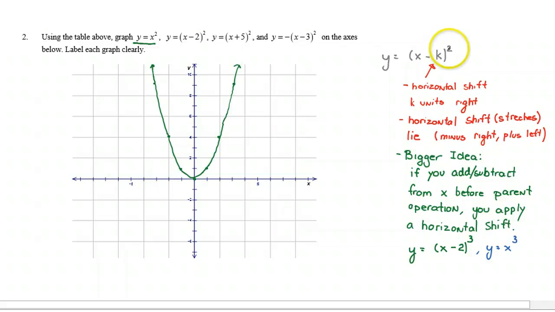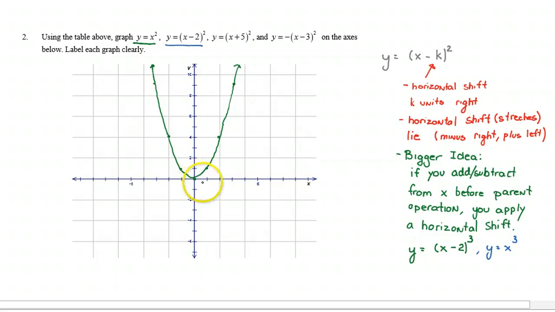So here, the parent operation is squared. We have to minus k before we square the value, so we think of this minus k as a horizontal shift. It just happens that all our examples have a parent operation of squared because we know what the parent graph y equals x squared looks like. We can very easily shift everything appropriately. I've already graphed y equals x squared here in green. If I was to graph y equals x minus 2 squared, I wouldn't need a table of values. I would just take each x value and shift it 2 to the right.